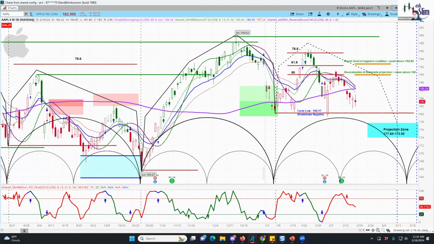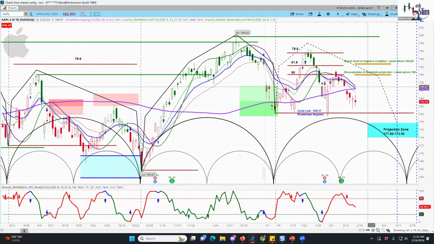So now what we're looking at here is an intermediate outlook, probably the next 2 to 4 weeks or so. Typically the intermediate outlook is 3 to 8 weeks, and our short term is 1 to 3. So it's right on the tail end of that short term, getting into that intermediate, where the projection zone comes in right around 177.60 to 173.92, based on some swing high, swing low analysis that I performed.